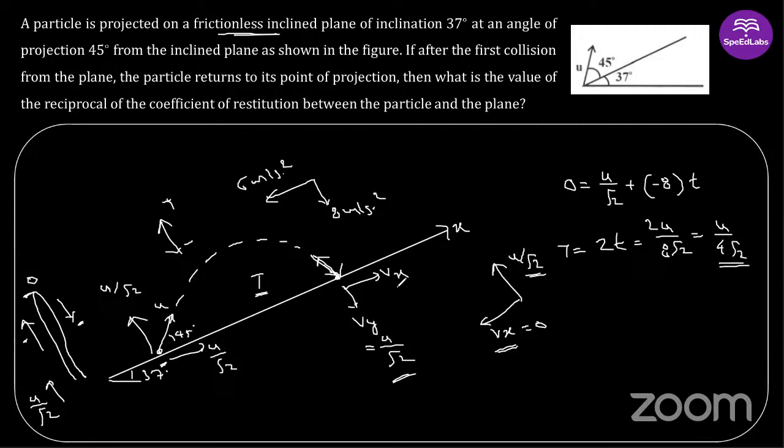And now to get this Vx is equal to 0, I am applying this v is equal to u plus at in x direction. So final velocity is 0, that Vx must be 0, is equal to u by root 2 plus acceleration. One second. Acceleration is this 6, minus 6. So minus 6 and time is u by 4 root 2. Can we solve that for u? 3 by 2. It's like u is cancelling out. We don't get anything from there.